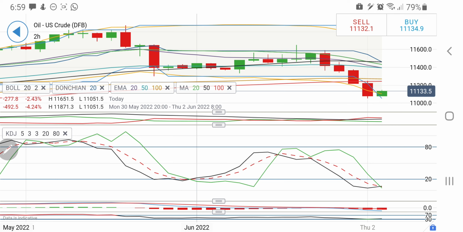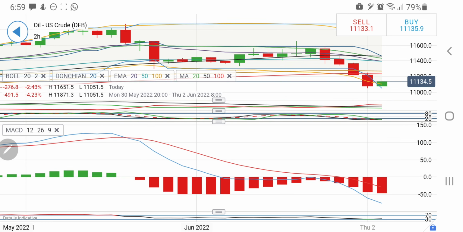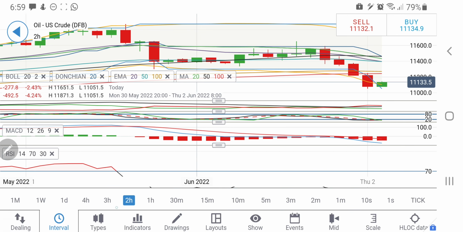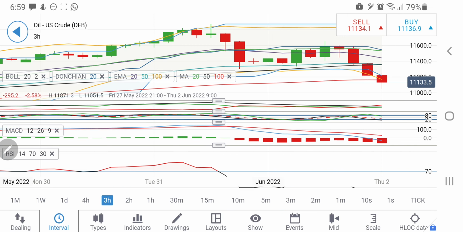Directional movement is bearish on the 2-hour charts. The stochastic is oversold on the 2-hour charts. The MACD is wide divergent and still bearish on the 2-hour charts. The RSI has hit a bottom and is trying to reverse. It has hit oversold levels and is trying to reverse from there.